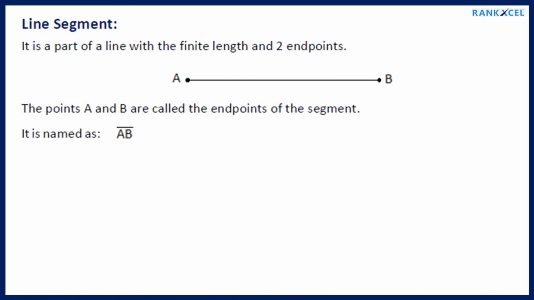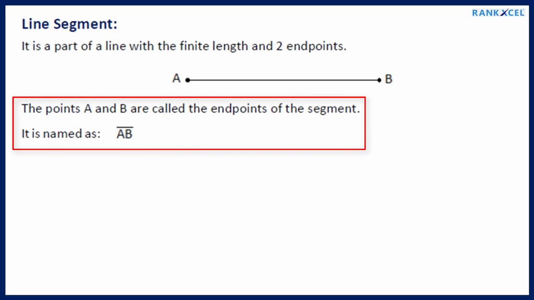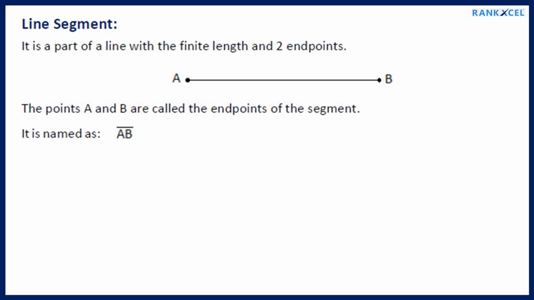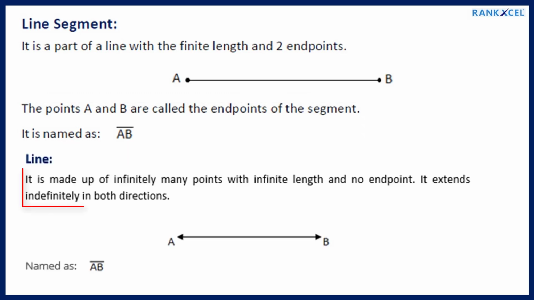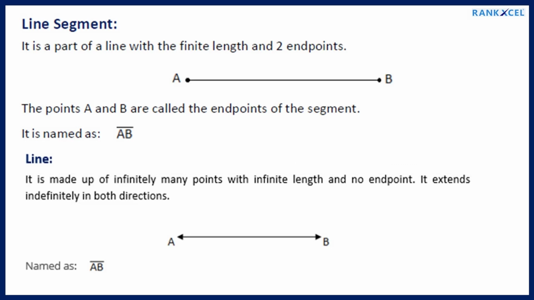Line segment. It is a part of a line with a finite length and two endpoints. The points A and B are called the endpoints of the segment. Line. It is made up of infinitely many points with infinite length and no endpoint. It extends indefinitely in both directions.